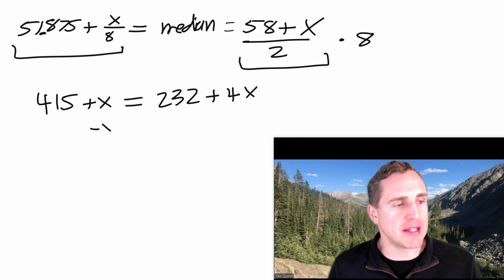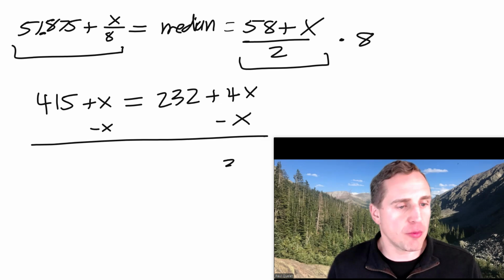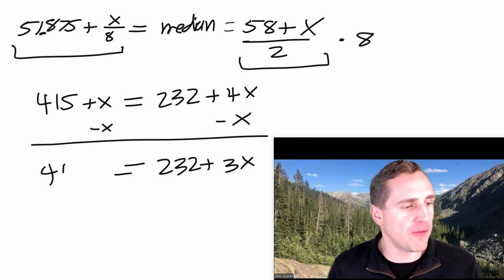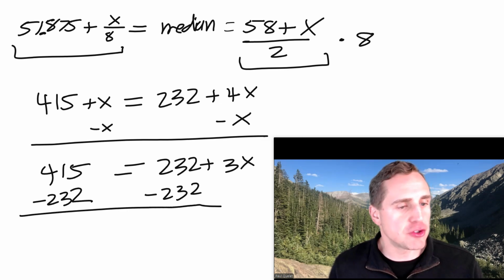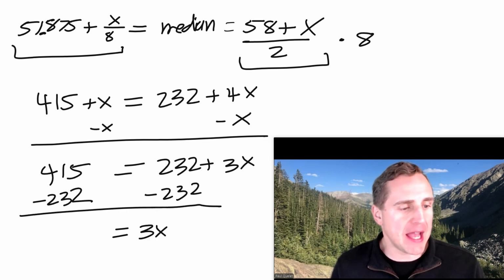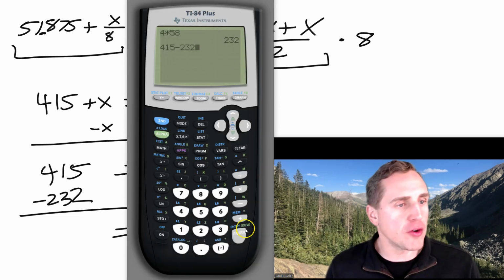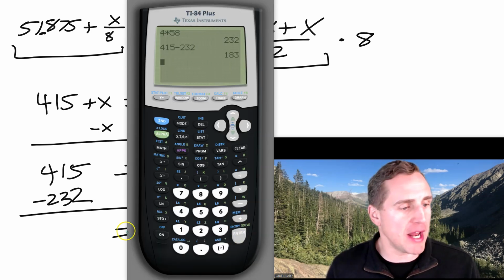Okay, let's subtract x from both sides. So we get 3x over here, 232 on the right-hand side, and the left-hand side is 415. And then let's subtract 232 from both sides. So we get 3x is equal to 415 minus 232, which is 183.